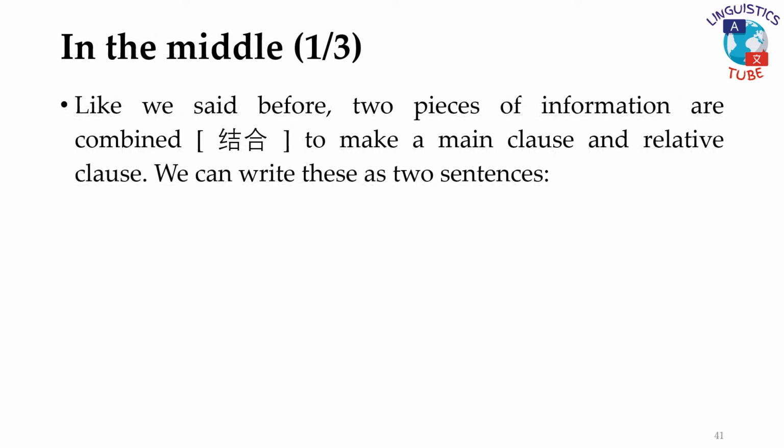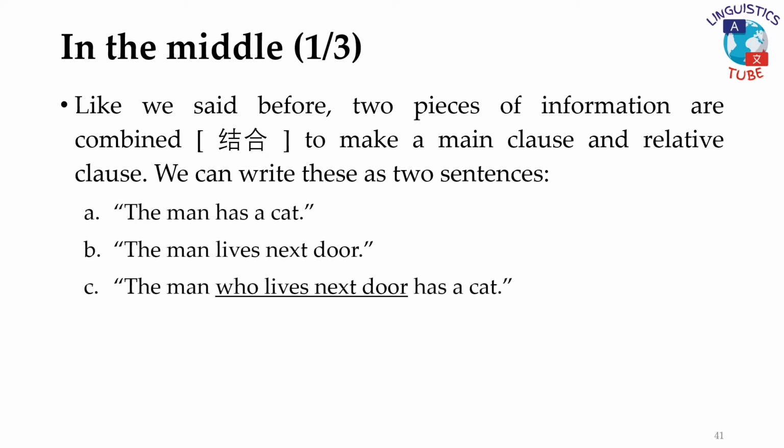We said at the beginning of this episode that 2 separate pieces of information are put together to make a sentence which contains a main clause and relative clause. We can express these 2 pieces of information as 2 sentences. For example, the man has a cat. The man lives next door.